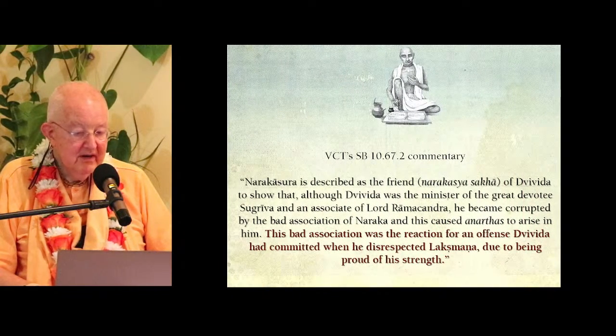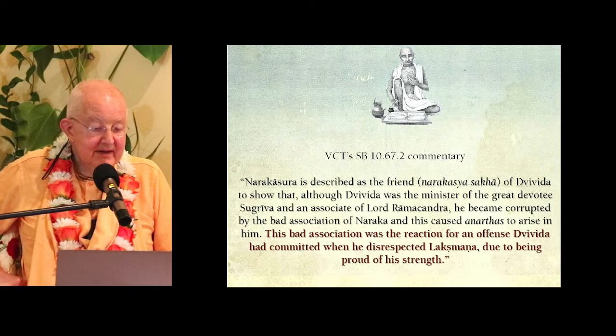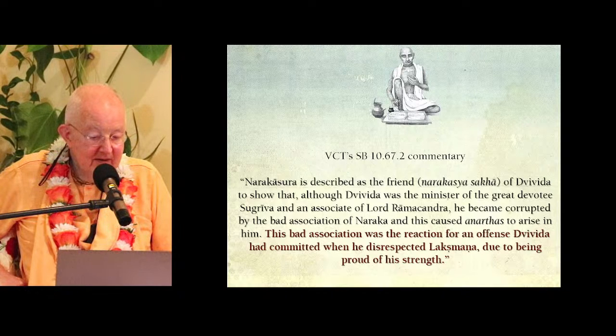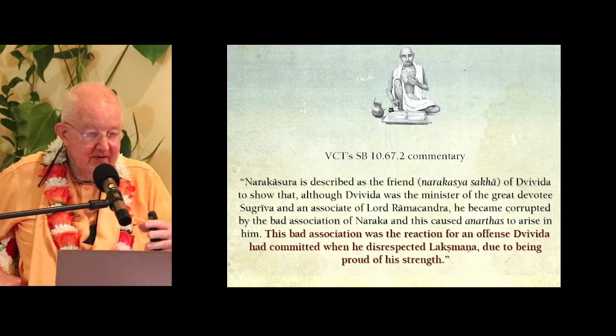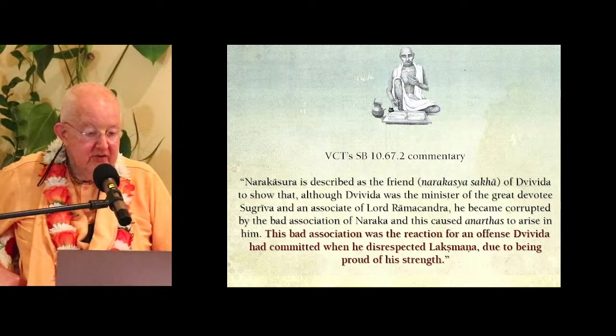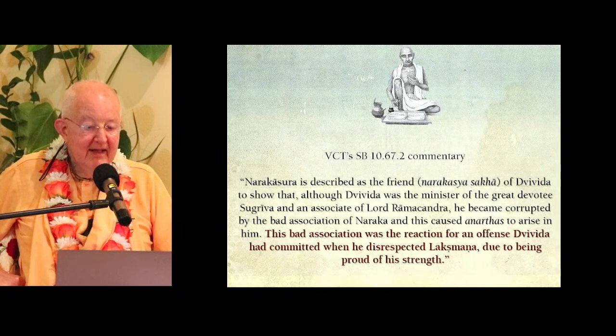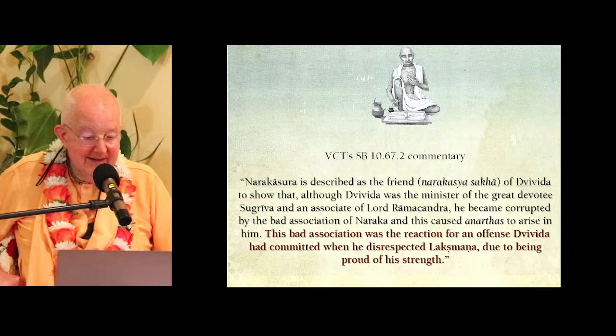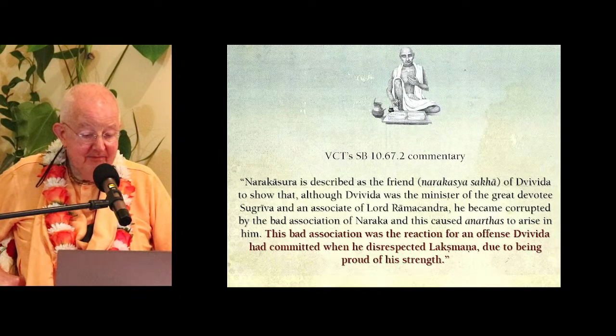And here's Vishwanath Chakravarti Thakur's commentary on the second verse. Narakasura is described as being the friend, Narakasya Sakha, of Dvivida. This is the chapter where Balaram kills Dvivida the gorilla, chapter 67. To show that although Dvivida was the minister of the great devotee Sugriva and an associate of Lord Ramachandra, he became corrupted by the bad association of Naraka, and this caused anarthas to arise in him.